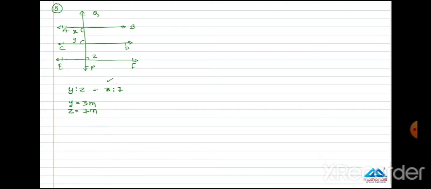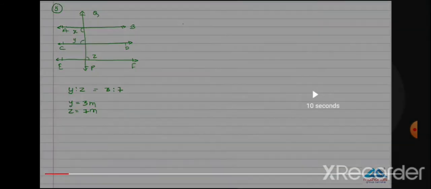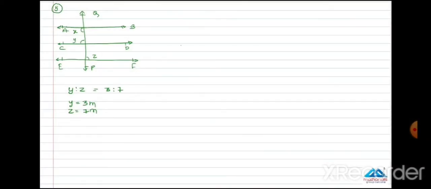So student, y ratio z equals 3 ratio 7, we will suppose y equals 3m and z equals 7m because we want a common multiple in this question. So here we will start our solution. Y ratio z equals 3 ratio 7, which is given in the question. So we have assumed, let the common multiple be m.